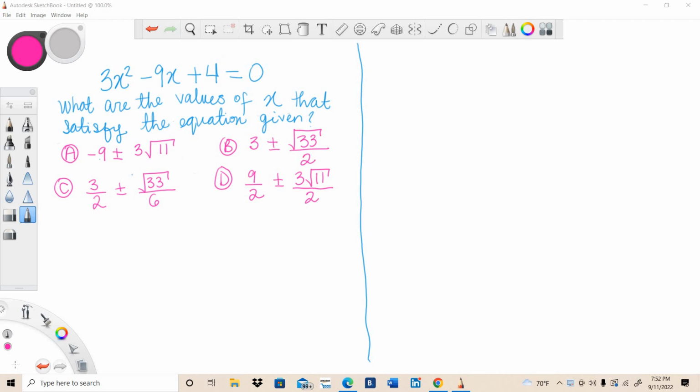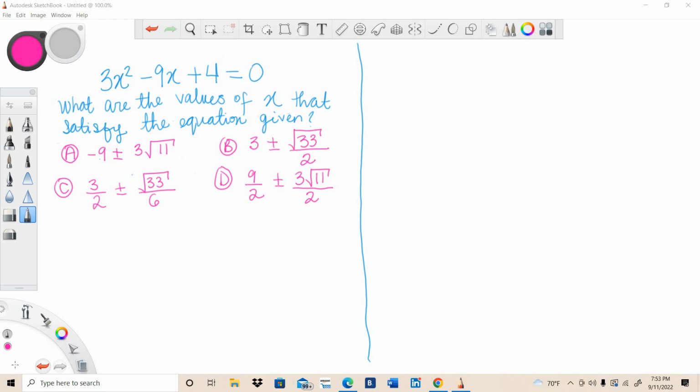So today we're going to be doing the first question in the series of hard SAT math questions when you're dealing with the quadratic algebra section of the SATs. You have the question 3x squared minus 9x plus 4 equals 0. What are the values of x that satisfy the equation given? We're given the options: A, -9 plus or minus 3 root 11. B, 3 plus or minus the square root of 33 divided by 2. C, we're given another option, and D, we're given another option.